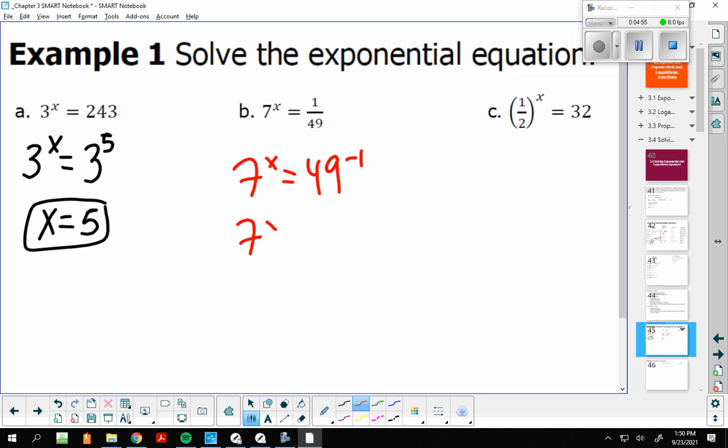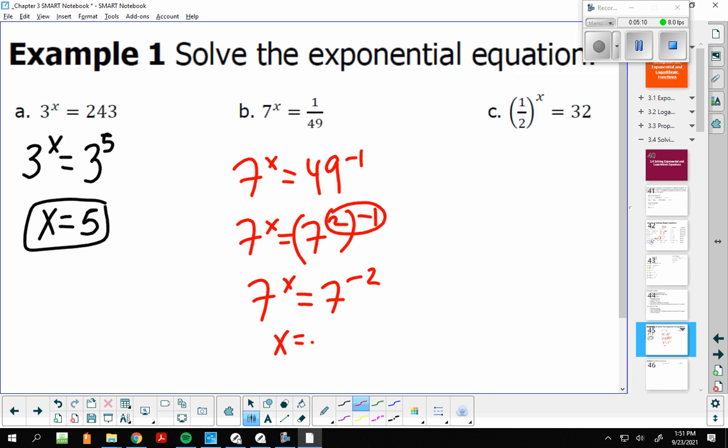So 49 is 7 squared, but then that's still raised to the negative first power. My exponent rules tell me power to a power, we're just going to multiply those. So that is 7 to the negative second power. And now that my bases are equal, we know that x has to be negative 2 in order for those to be equal.